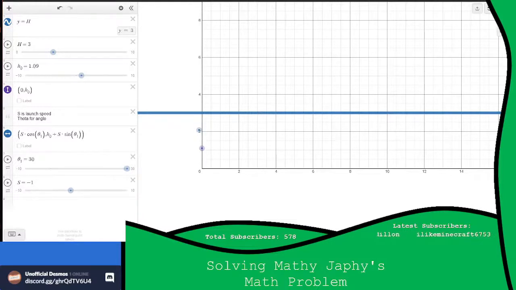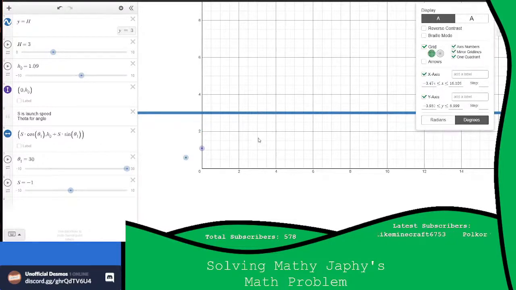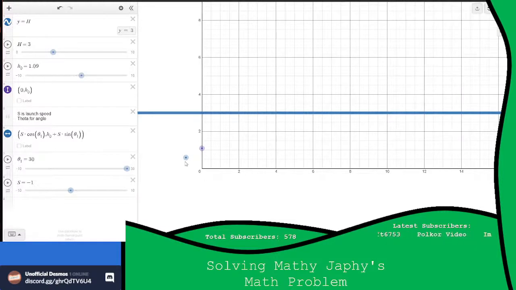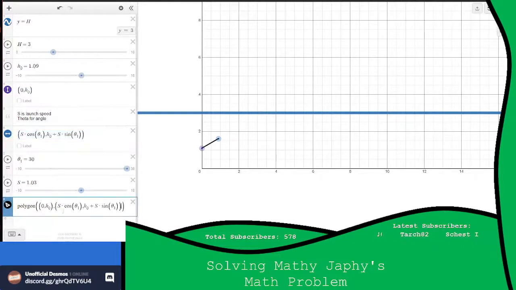Okay, I think it's because I'm in radians. Yep. I know, you degrees. I know. Okay, so we got our angle, right? Okay, how about we just draw a little polygon between those 2 points? And just copy that. Here we go. We got a vector. Amazing.